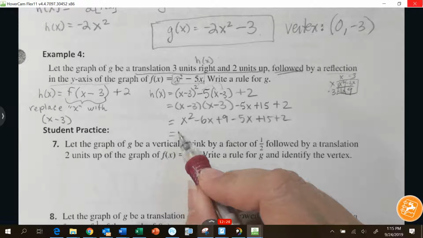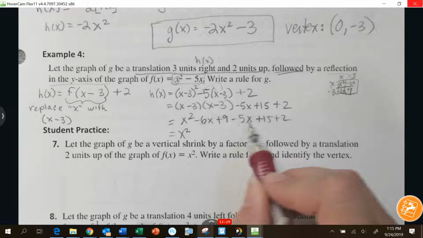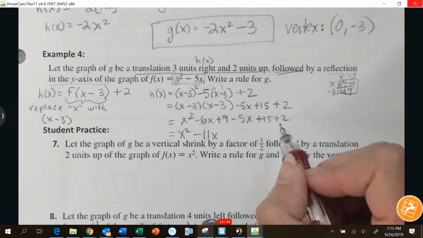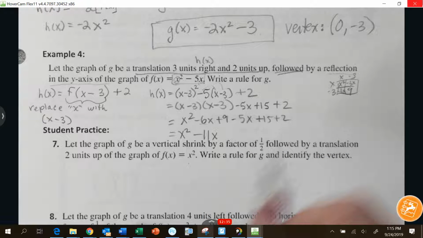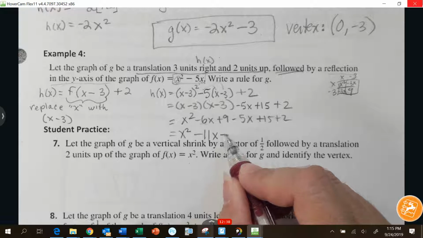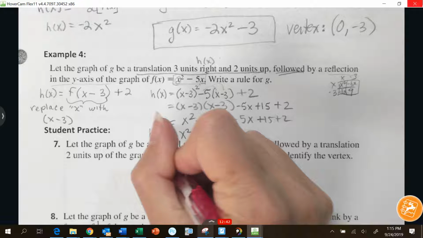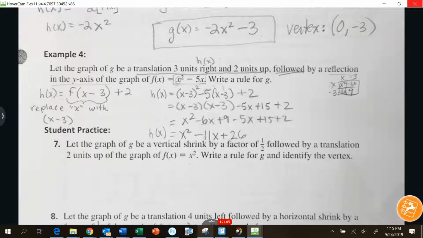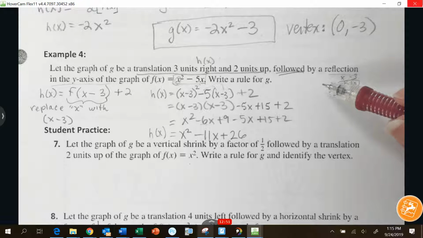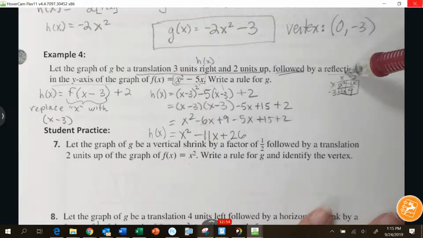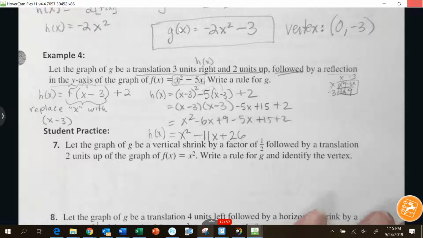I've got an x squared by itself. I've got minus 6x and minus 5x, so minus 11x. And I have 9 plus 15 plus 2. So 9 plus 17 is 26. That's my h of x equation. That's just halfway done. We still have to go back and do a reflection in the y-axis.